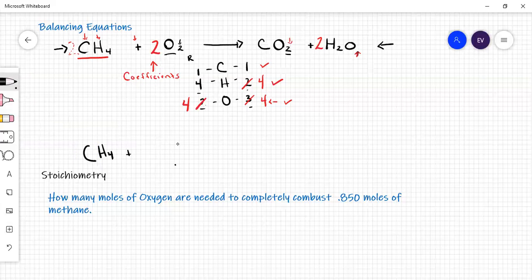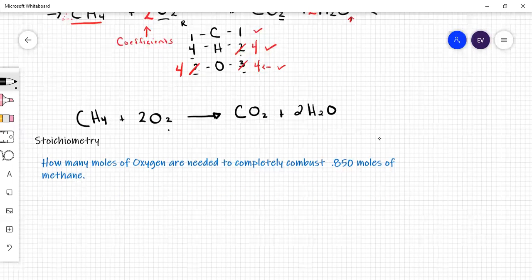CH4 plus 2O2 yields CO2 plus 2H2O. This is our balanced reaction, and this is what we're going to use to answer this question.